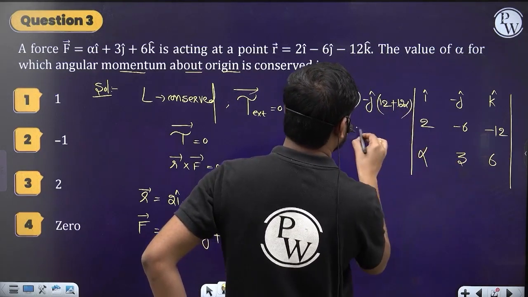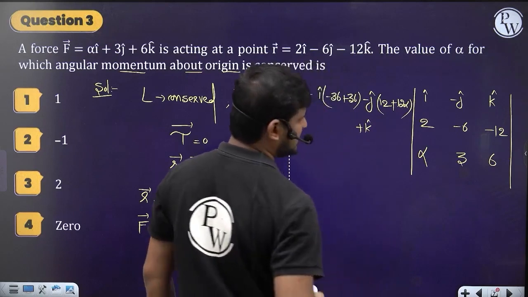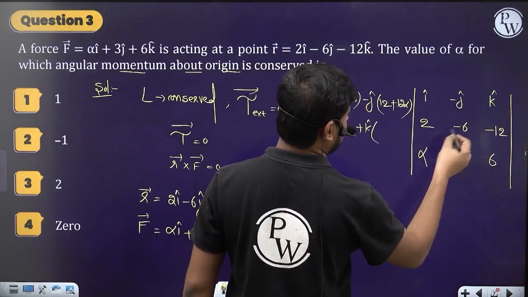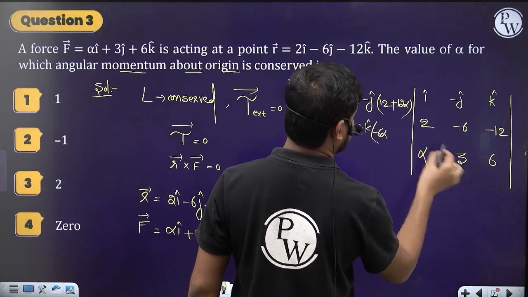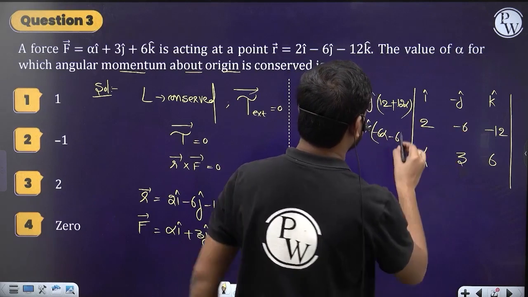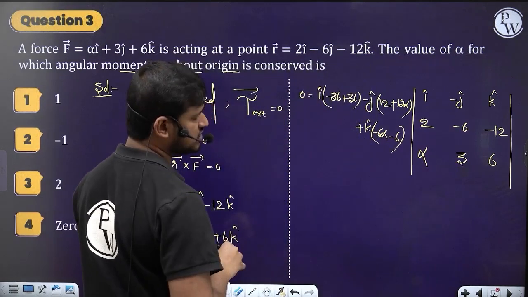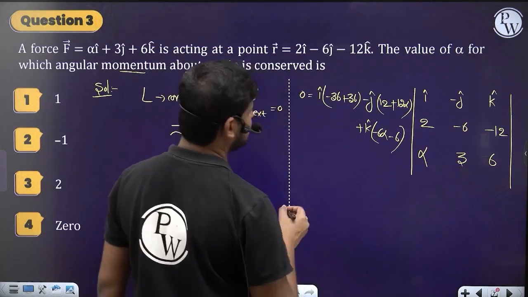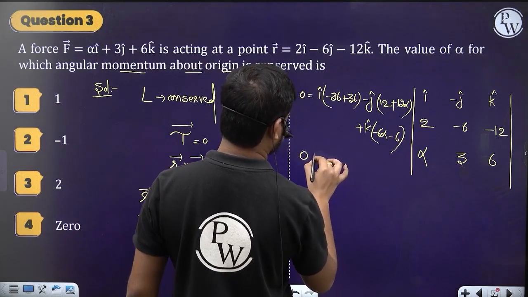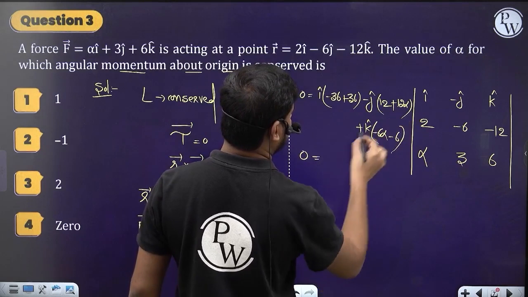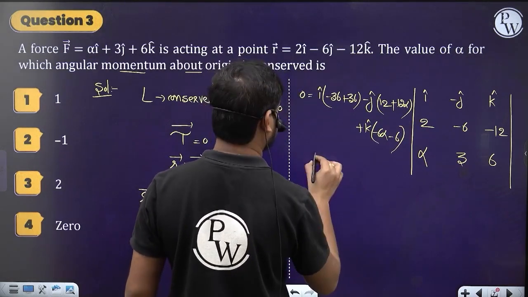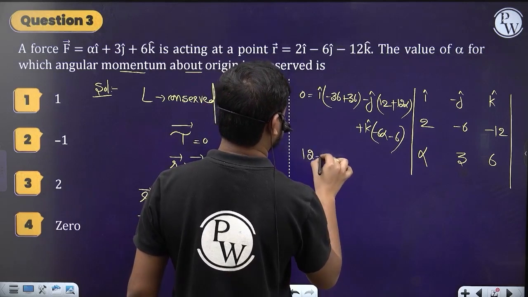And then plus k cap, close that column and close that row: minus 6 alpha and then minus 6. This whole thing should be equal to 0. So what we got here, the overall this equals to 12 plus 12 alpha.